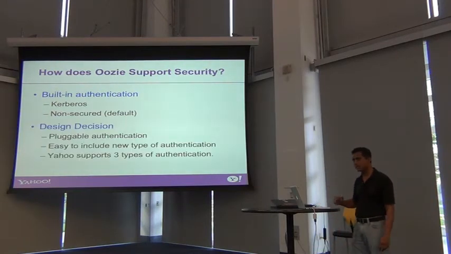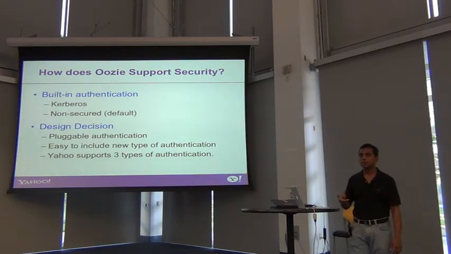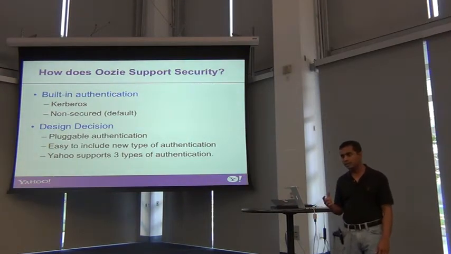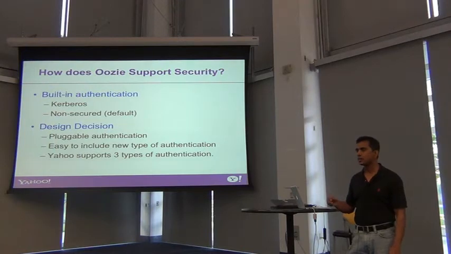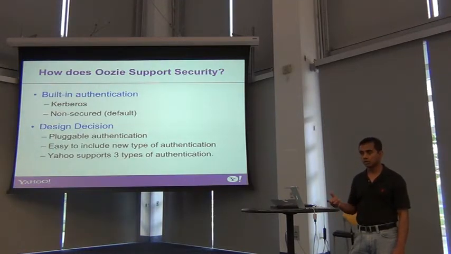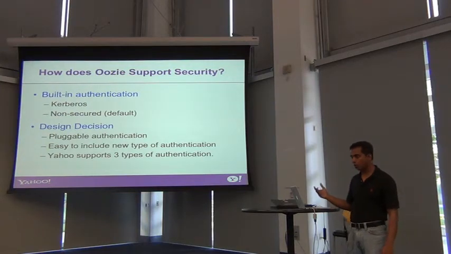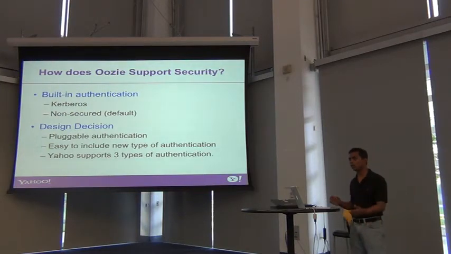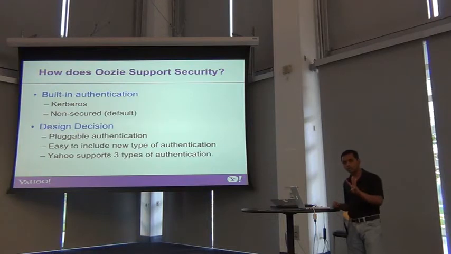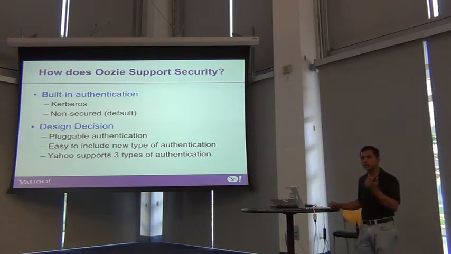Our important design decision here is that we provide a pluggable concept. That means whatever module you have, you can plug in your own, and Oozie will work accordingly. So we are providing this flexibility. For example, at Yahoo, we support three authentication mechanisms, in addition to Kerberos. So yeah, that's actually one decision.